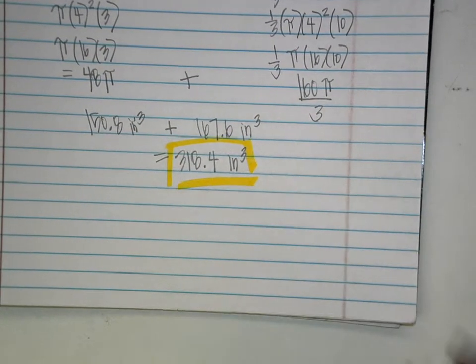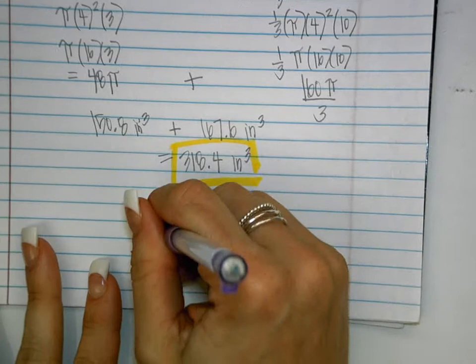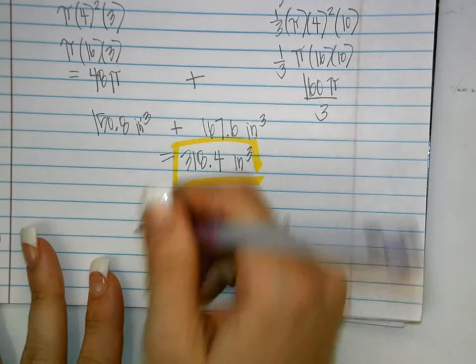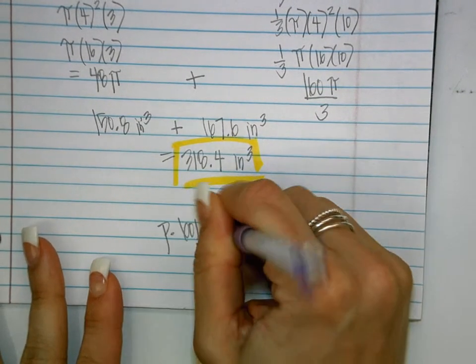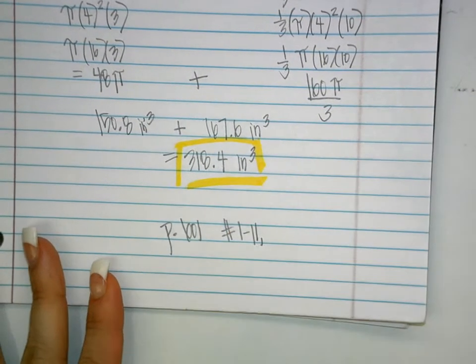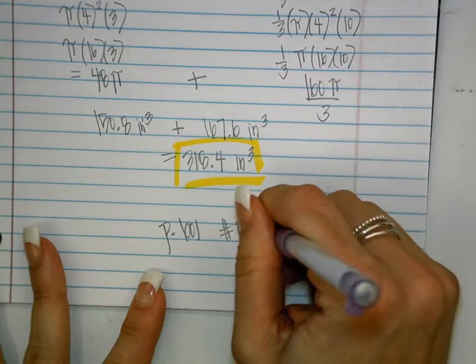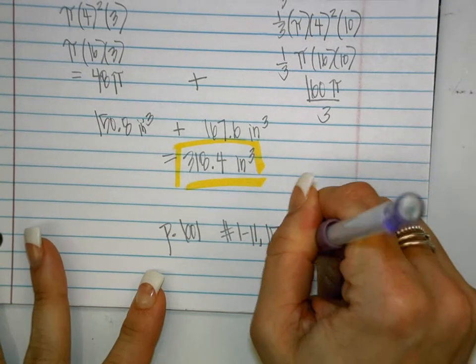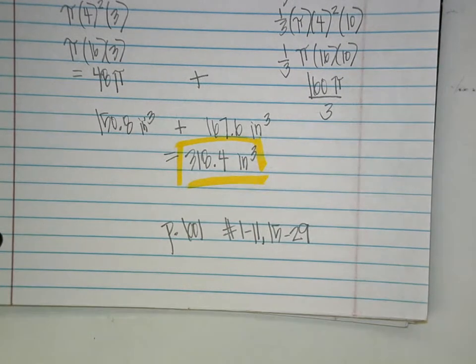So write this down. Your homework is going to be starting on page 601. You are doing numbers 1 through 11 and 15 through 29. Okay? You're going to have a good amount of homework tonight. So get started right now. You want to use your time wisely, please.